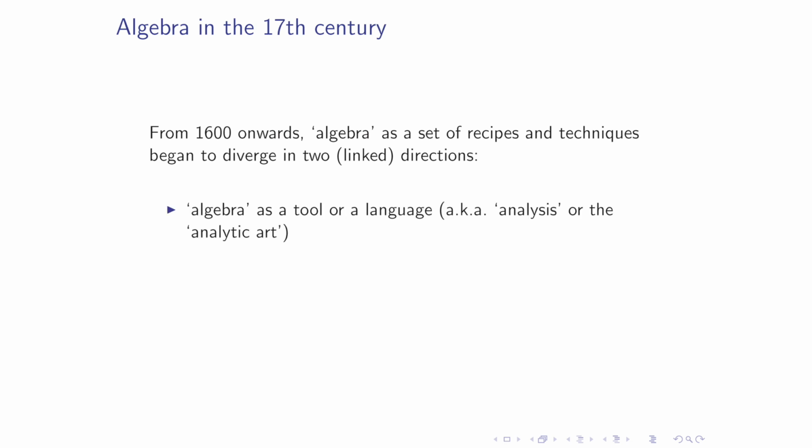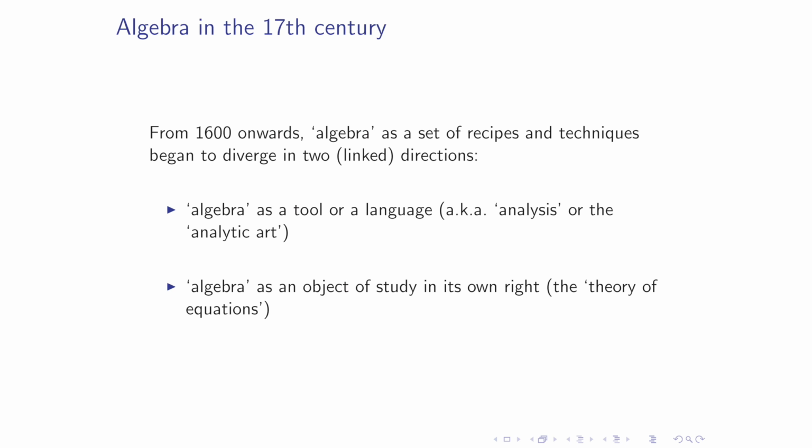We could maybe pull out algebra that remains the way it always has been. It remains a tool, it's analysis, it's the analytic art, it's what the cossists do, it's solving equations, plain and simple. It's just a technique for taking an equation and finding an answer. But there's also something that's emerging that we might call the theory of equations. So an understanding more of the structure of equations. So not just solving them, but understanding how they're put together and identifying how many roots they will have and things like that. So these two slightly different kinds of algebra are emerging.